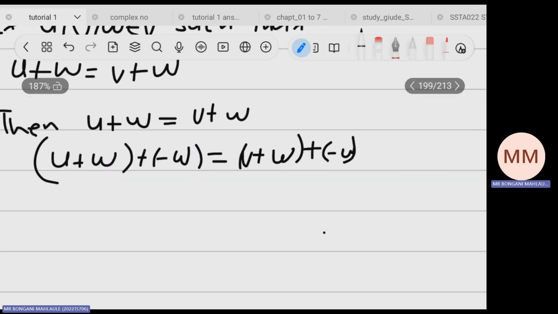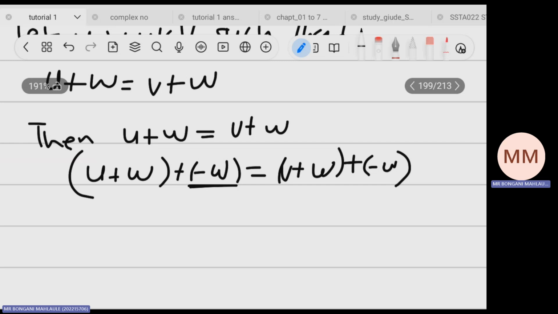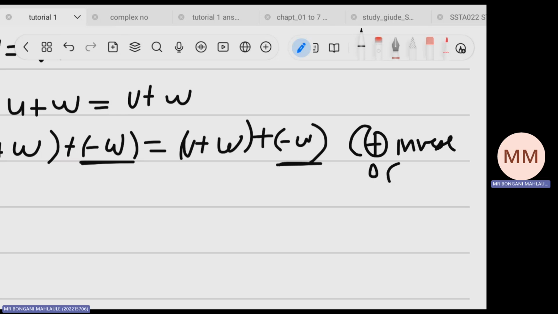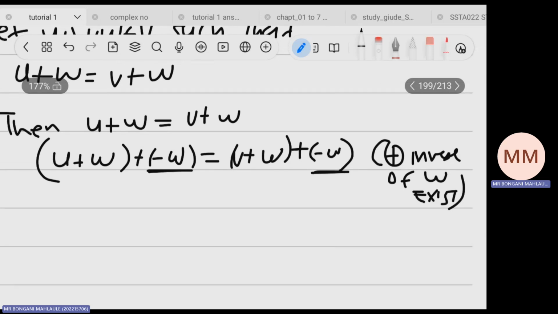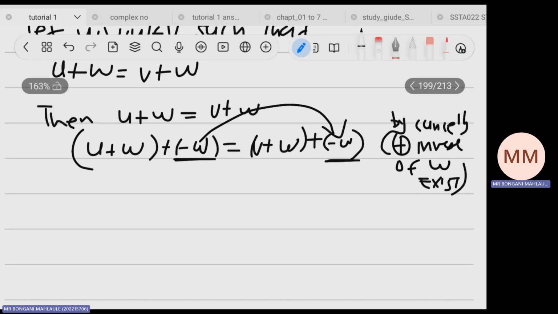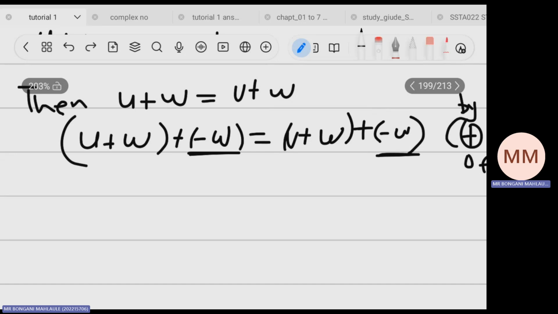So what did we do here? We just added this negative w. The reason we can do this is that the additive inverse of w exists. So this is what we call cancel. We can say by cancellation law, if I take this to the right, it is going to give me 0. We're going to get negative w plus w.